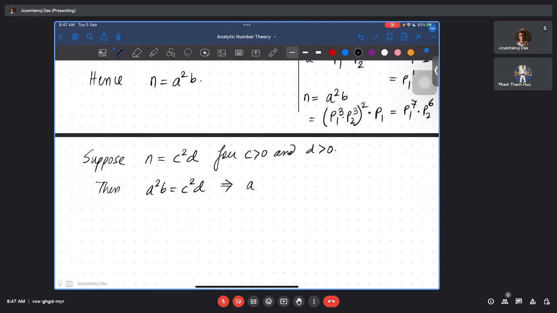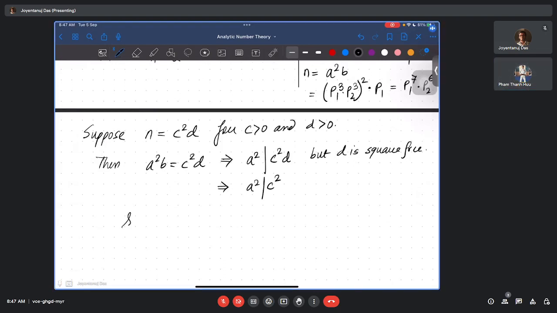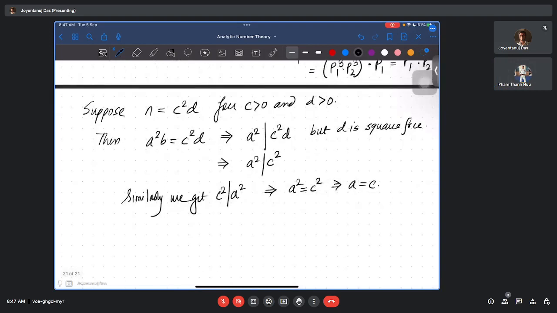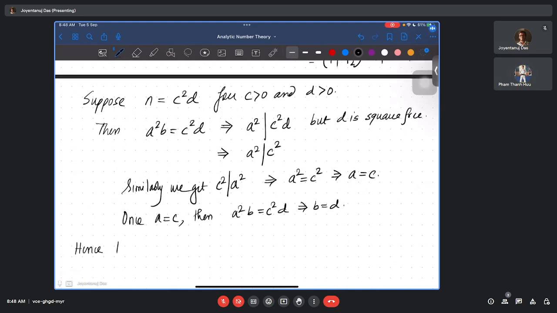So this implies that a square divides c square d, right? But d is square free, so a square cannot divide d. So this implies that a square has to divide c square. Now similarly, if we start from the other side, we get that c square also divides a square. So this implies that c square and a square have to be the same. And from here, a and c have to be the same because both of them are positive. So once a equals c, then from the equation a square b equals c square d, we get that b is also equal to d. So hence, the expression is unique.